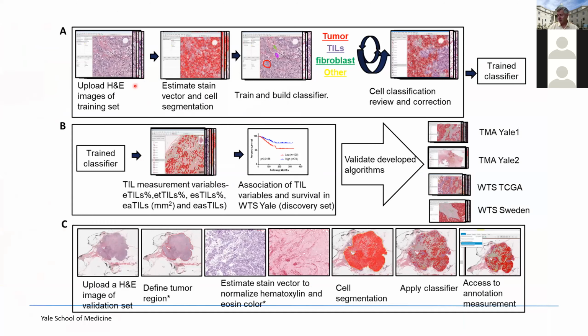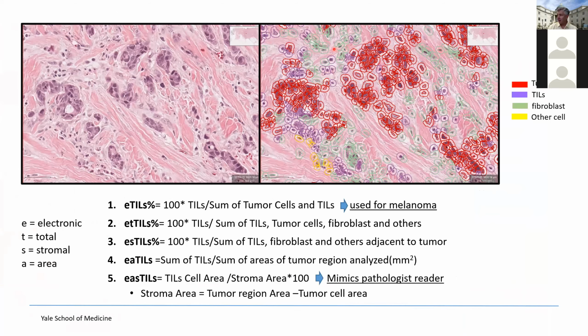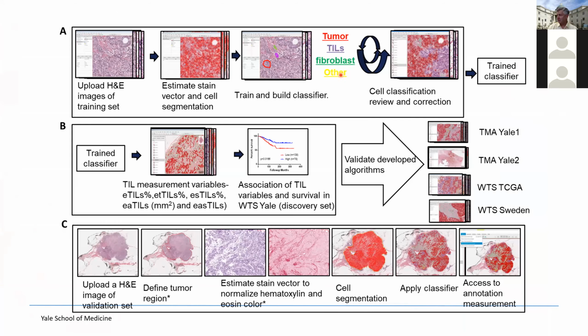So here's the complete pathway of how this works, or how we did it in our first, and I'm going to describe, even though we did this second with breast cancer and first with melanoma, I'm going to describe breast cancer first. And so you estimate the stain, you train and build the classifier, and we're only classifying 4 cell types: tumor cells, TILs, fibroblasts, and other cells. And then once we have those 4 cells classified, that's a trained classifier or an algorithm. And then we do math on them and then test them on various validation sets with the ultimate hope of taking them to the clinic.